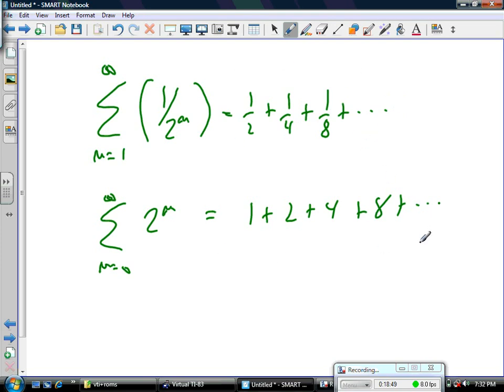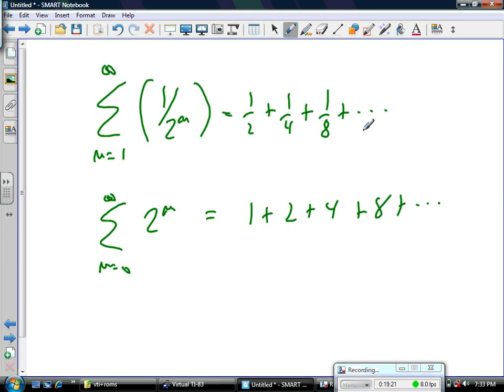How about this one? If I add up infinitely many terms like this, 1 plus 2 plus 4 plus 8 plus 16 plus 32 plus 64, they must diverge. The numbers are getting so big so fast, there's no way you're going to get a convergent answer. We just stumbled upon 2 things. When does a geometric series converge? And Cauchy's minimal criterion for convergence. I like that. Cauchy was a big French mathematician that studied all this kind of stuff.